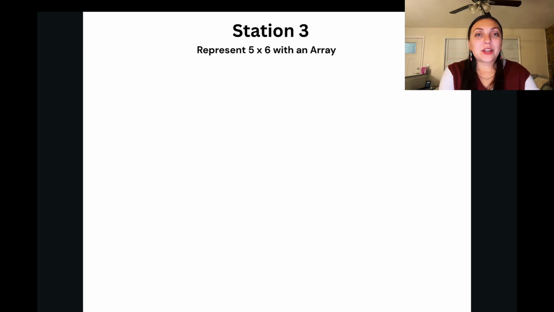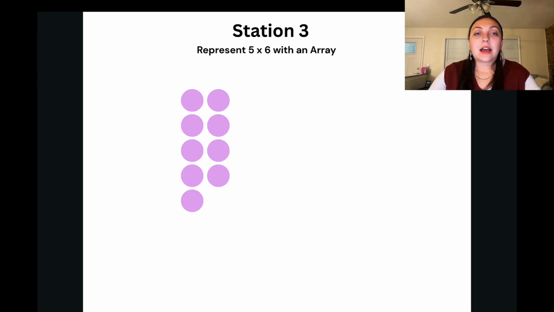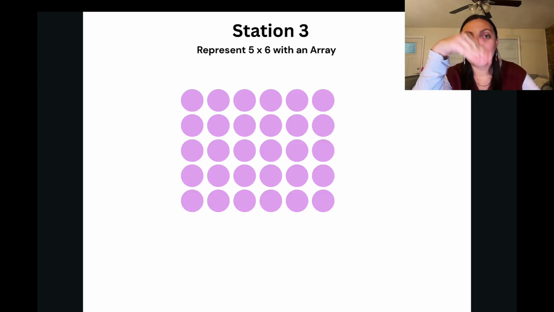And then station 3, we're representing 5 times 6 with an array. So an array is just like rows and columns. This is one of the most popular ways to represent multiplication early on. So if I'm doing 5 times 6, then 5 columns with 6 rows. 5 times 6 is going to get you 30. And then they can either count by 5s going across, by 6s going down, or they get one-on-one counting and just get to 30.